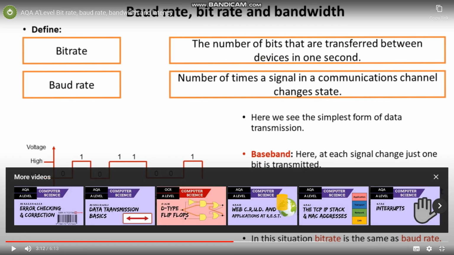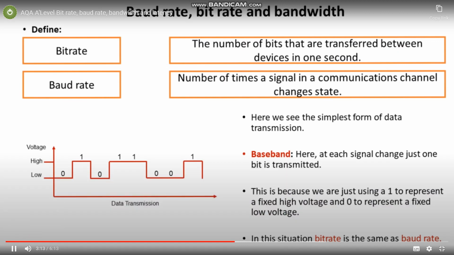So if we just stop it there for a second, I think you know this. Bit rate's not the term that people get confused with. That is the number of bits transferred per second. It's the baud rate that causes the problem. So let's just have a look at what they say about that.